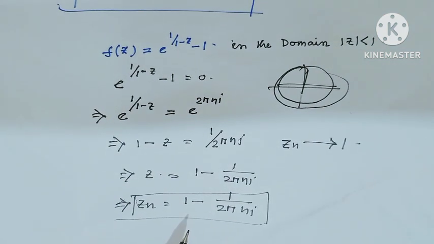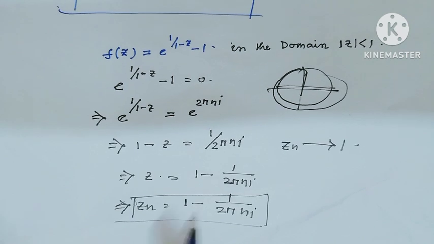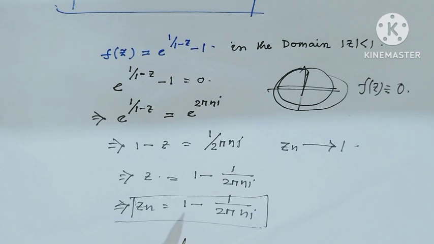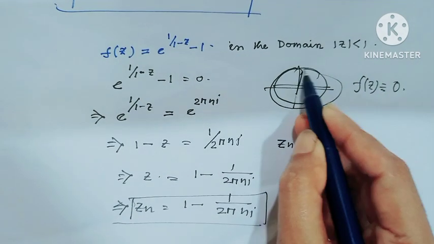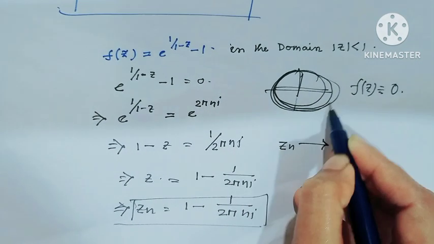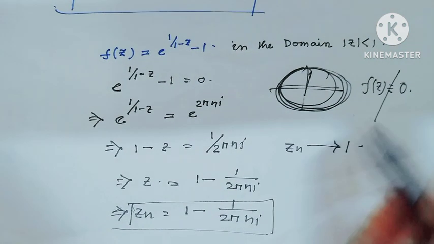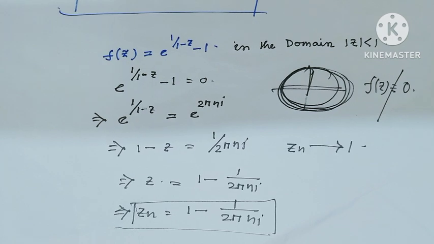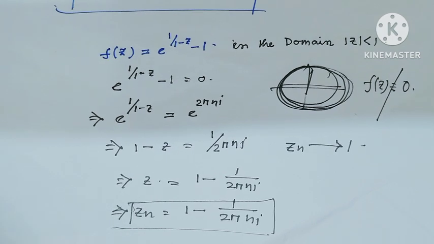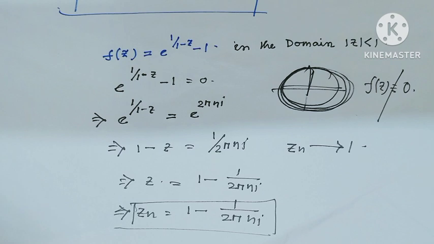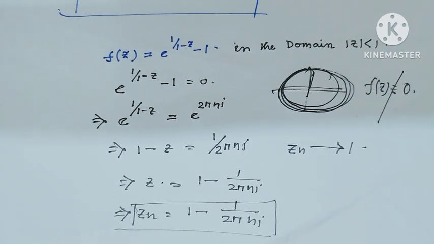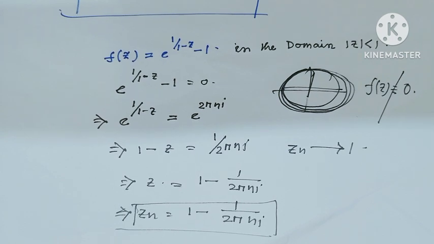So, here by the uniqueness theorem we cannot say f(z) is identically 0 throughout the domain, because the limit point lies on the boundary. It is not true, because by the uniqueness theorem the limit point must lie inside the domain. Since the limit point lies on the boundary, f(z) is not identically equal to 0 throughout the domain. I hope all my viewers have understood this, okay?